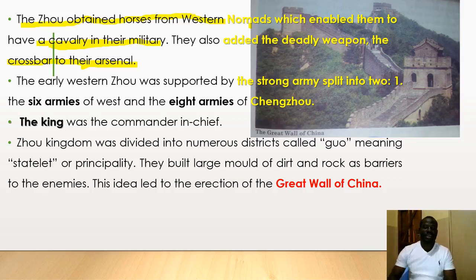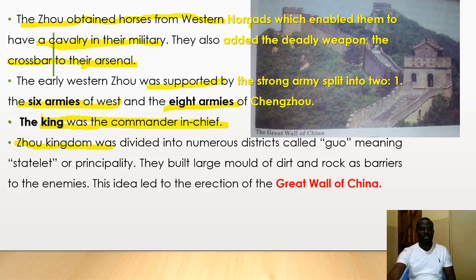And also the early Western Zhou was supported by a strong army, which was split into two. So there was the first group, which was the 6 armies of the West and the 8 armies of the Shenzhou. So there were those categories into two. The 6 armies, not that there were 6 soldiers, but 6 armies, a group of armies: group number one, group two, up to group 6, and the other one, the 8 armies, 8 groups of armies. So they were in different regions. So the king was the commander-in-chief of the army.